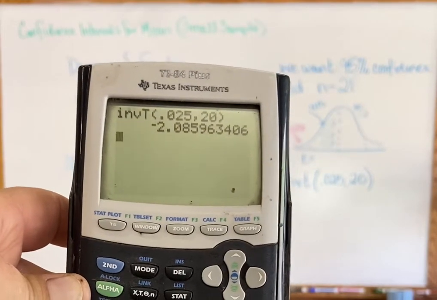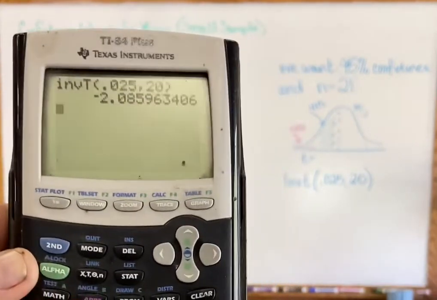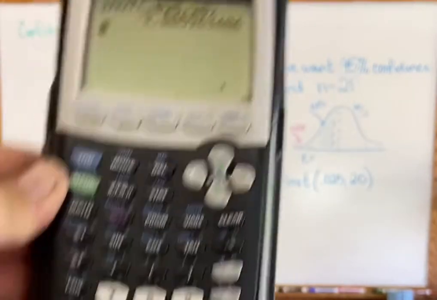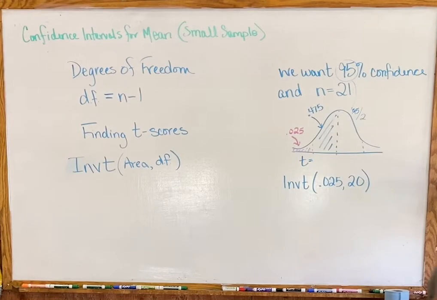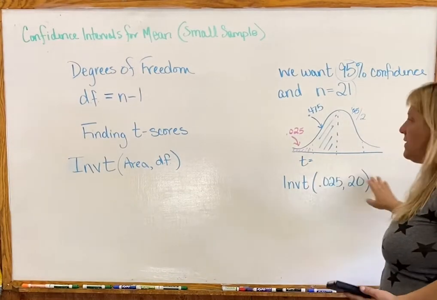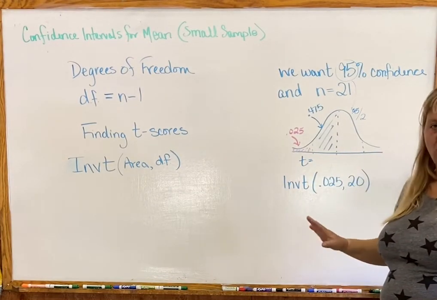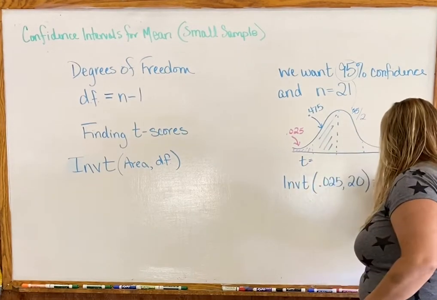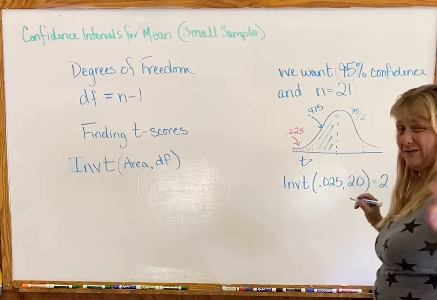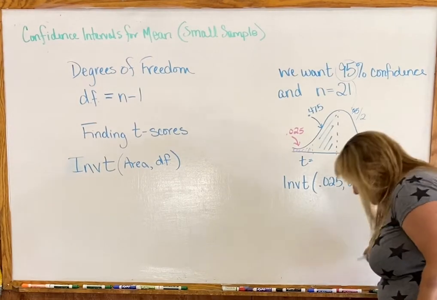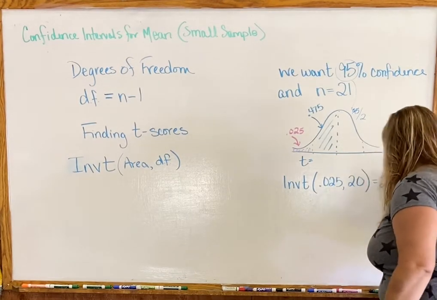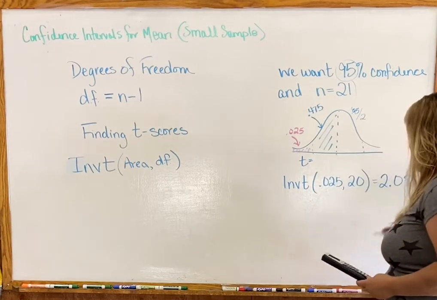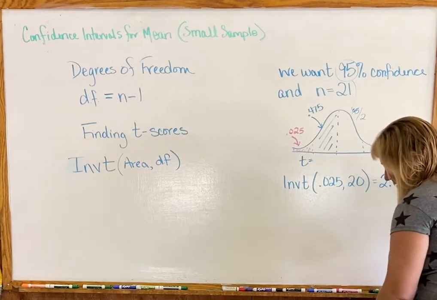And we get -2 point something. I'll go ahead and write that on the board. Remember that the negative just means that we're on this side of the graph, but when we're doing this, we don't need the negative or the positive side, we just need the number. So our number that popped out, without the negative sign, is 2.08, and then a 6 at the end.